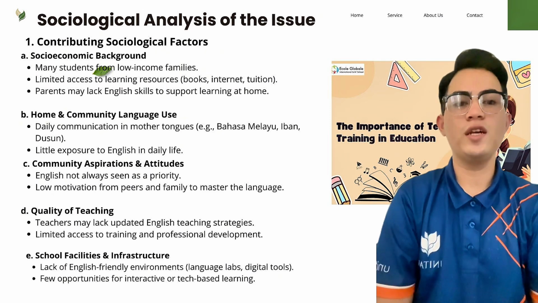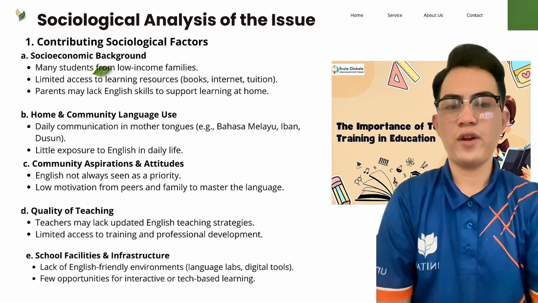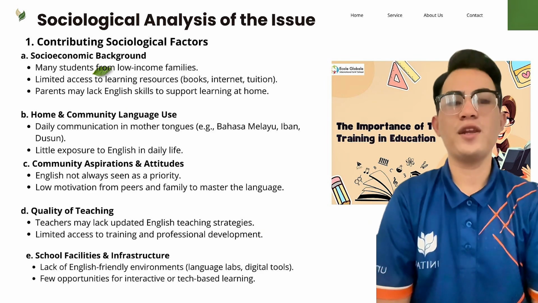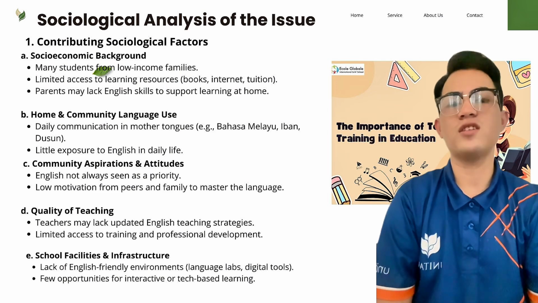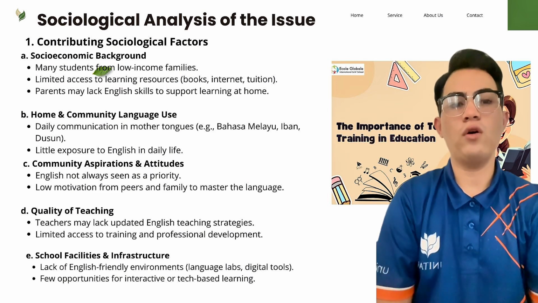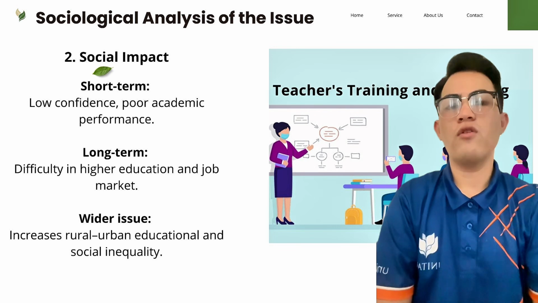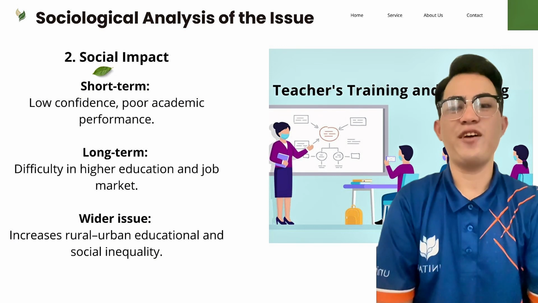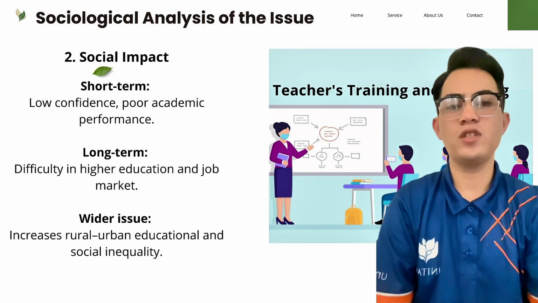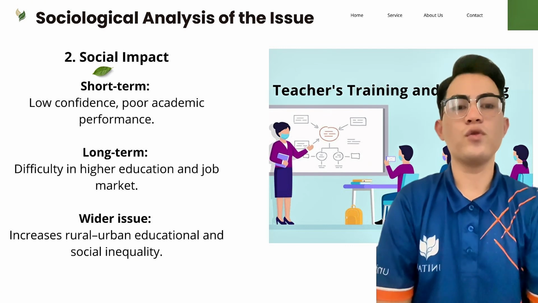Apart from that, the quality of teaching and lack of facilities are also contributing factors. Teachers may not receive updated training and schools may lack proper facilities such as language labs or educational technology. As a result, the impact on students is significant. They lose confidence, their performance drops, and their future opportunities become limited. This widens the gap between urban and rural students.